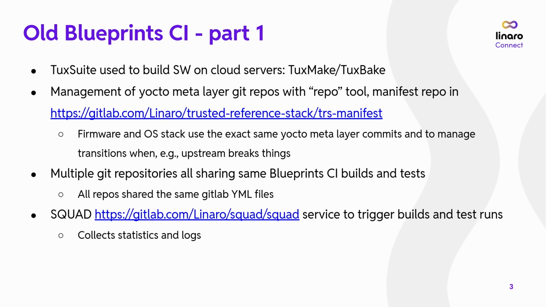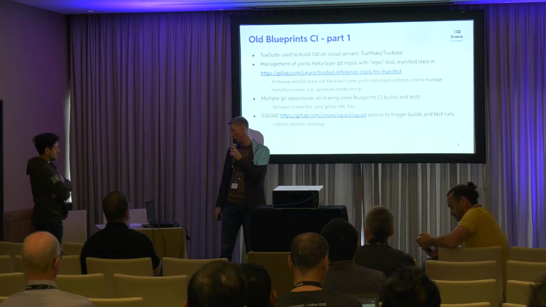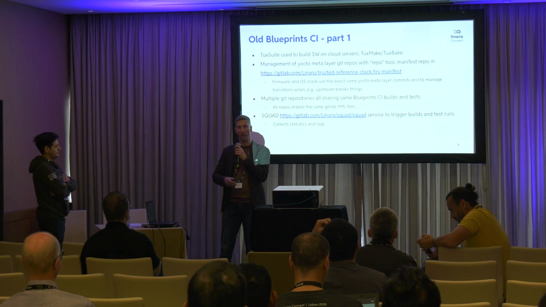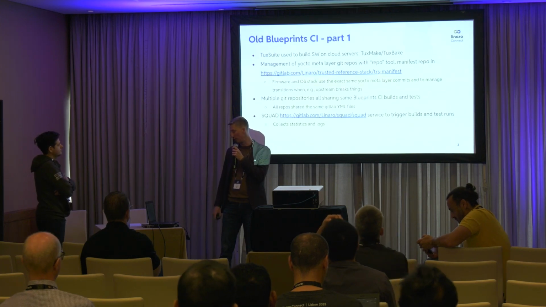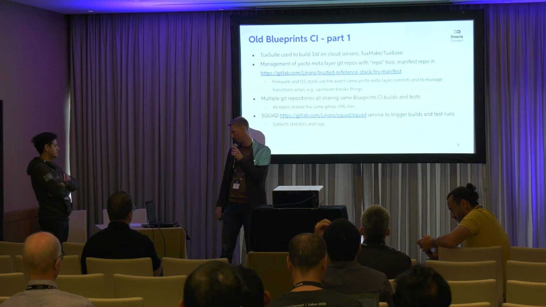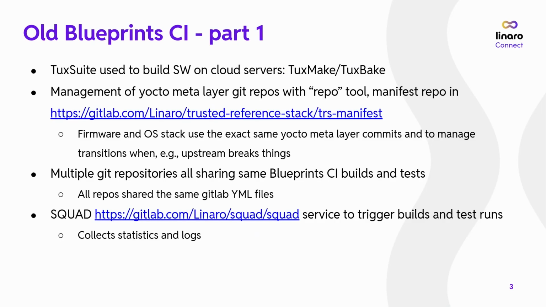We were managing the Yocto meta layers using the repo tool. So we had a bunch of, I think, half a dozen at least layers that we were cloning, and we managed the exact commits that we were using with repo. And we were able to build the full operating system and the firmware blobs, everything, using the exact same commits of those meta layers. And manage transitions as well, like following the master branch, and when there's stuff broken, we can still have our stuff working.